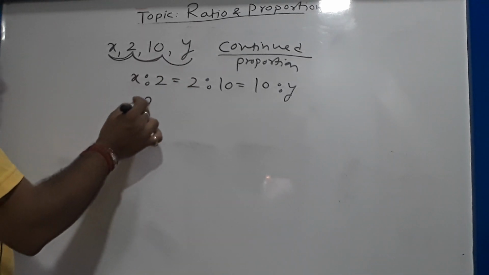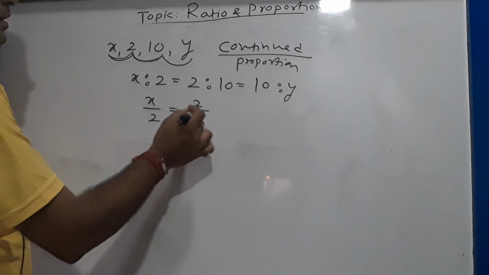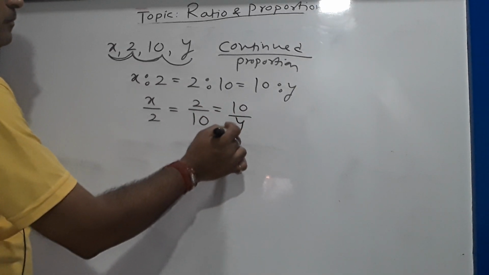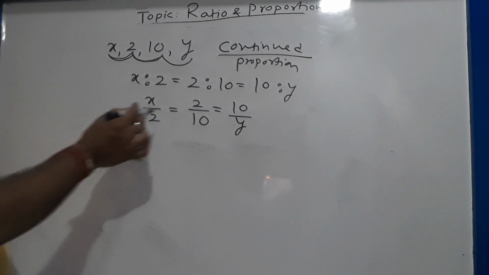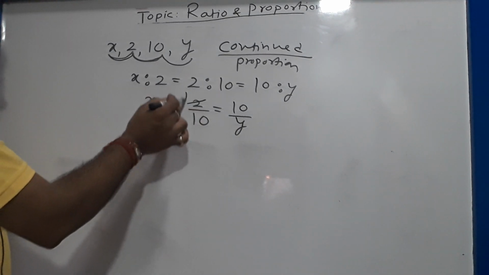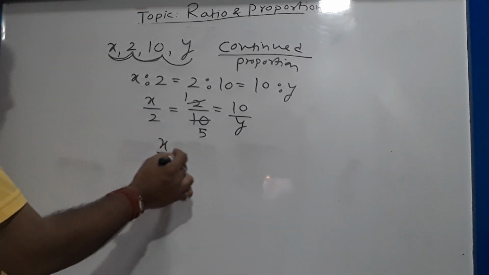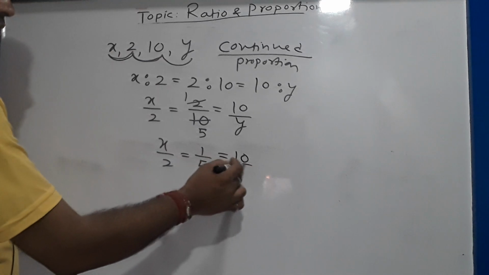x ratio 2 means x upon 2. 2 ratio 10 means 2 upon 10. 10 ratio y means 10 upon y. Correct? Followed? So 2 upon 10 I can write as 1 upon 5. So x upon 2 is equal to 1 upon 5 is equal to 10 upon y.